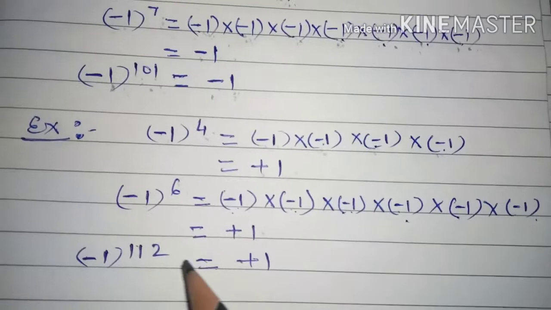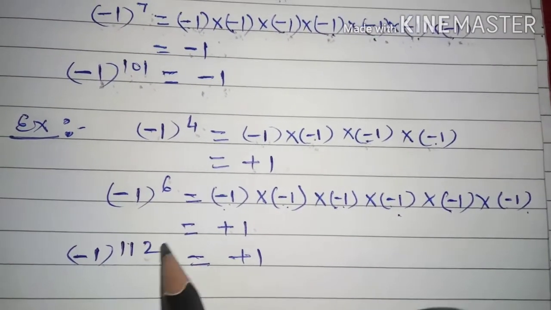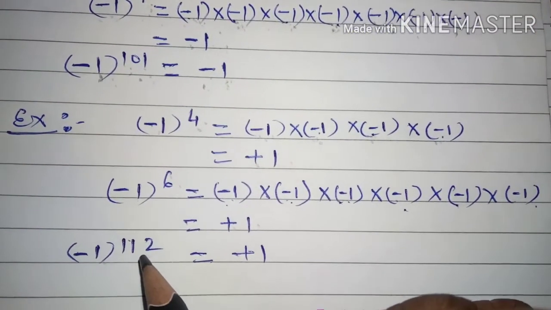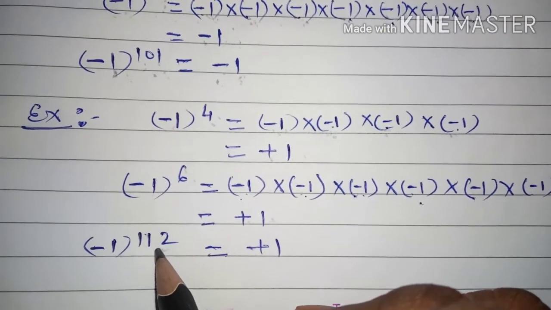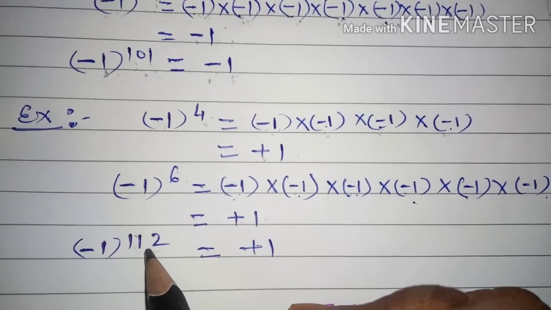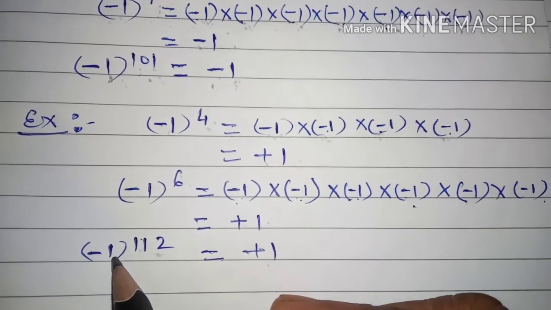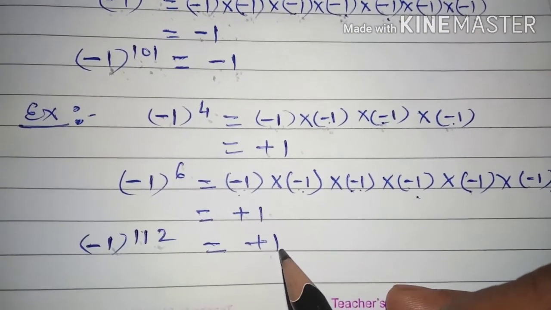So children, finally we can reach minus 1 whole power 112. No need to do it like that. Directly we can write by understanding that 112 is an even number, that is, the exponent is even, so the result will be positive. Here the number is 1, so 1 multiplied by itself will give plus 1.